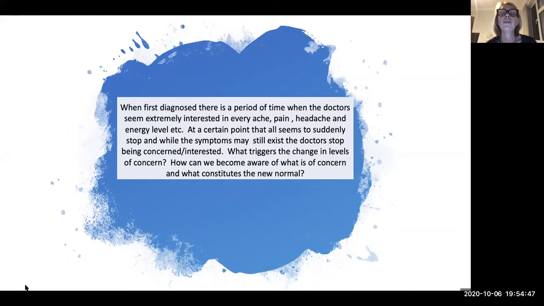When first diagnosed, there is a period of time when the doctors seem extremely interested in every ache, pain, headache and energy level. And at a certain point, that all seems to suddenly stop. And while the symptoms may exist, the doctors stop being concerned or interested. What triggers the change in levels of concern? And how can we become aware of what is of concern and what constitutes the new normal?